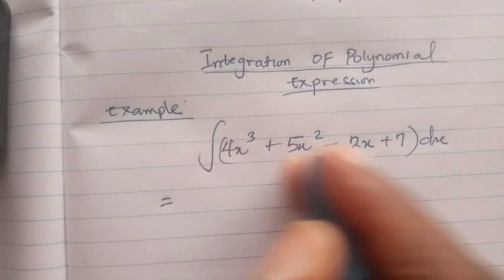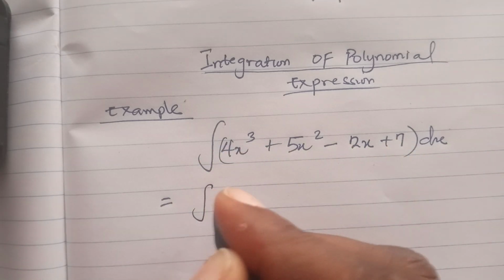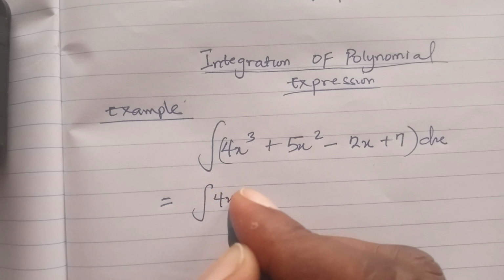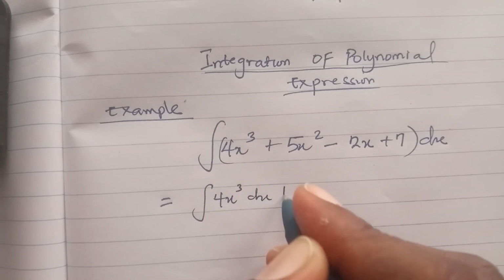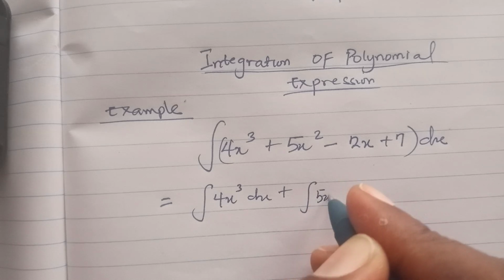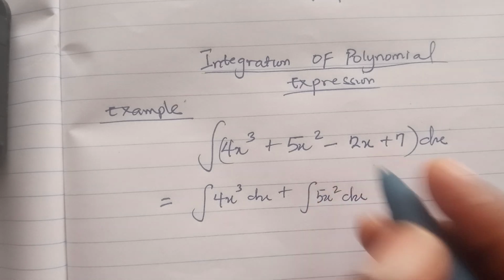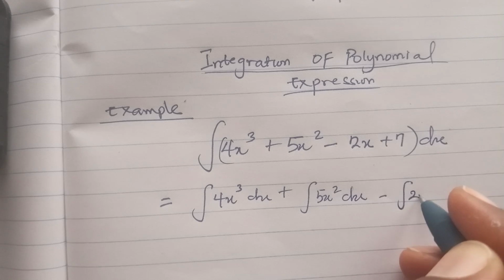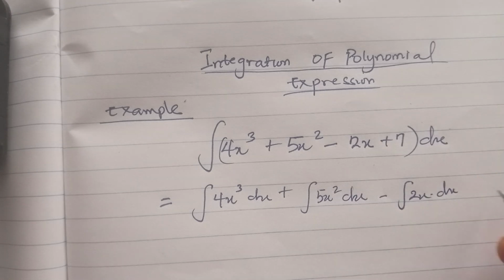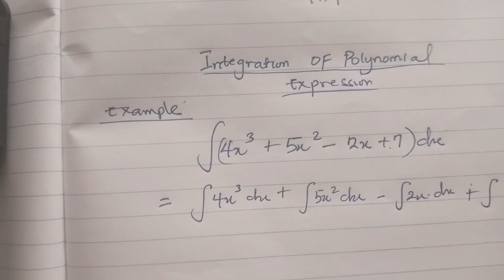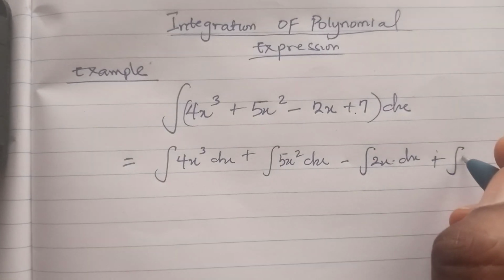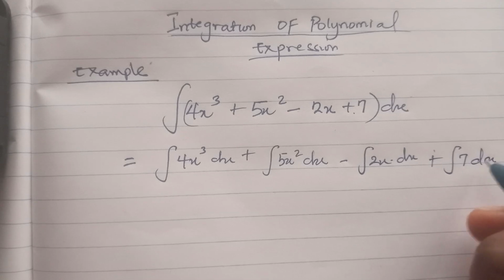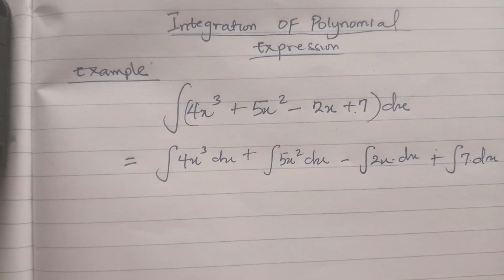You can say this is the same thing as integrating them one by one: integral of 4x raised to power 3 dx, plus integral of 5x raised to power 2 dx, then minus integral of 2x dx, then plus integral of 7 dx. So you integrate them one by one, after the other.